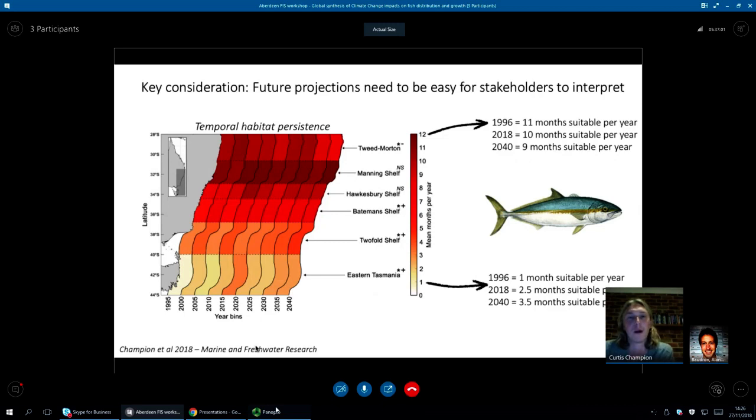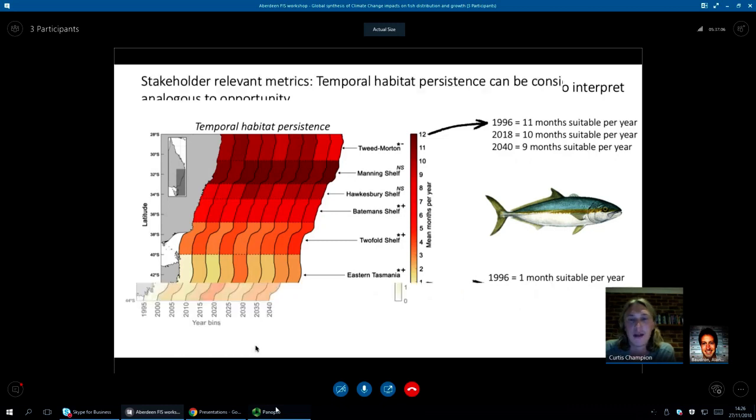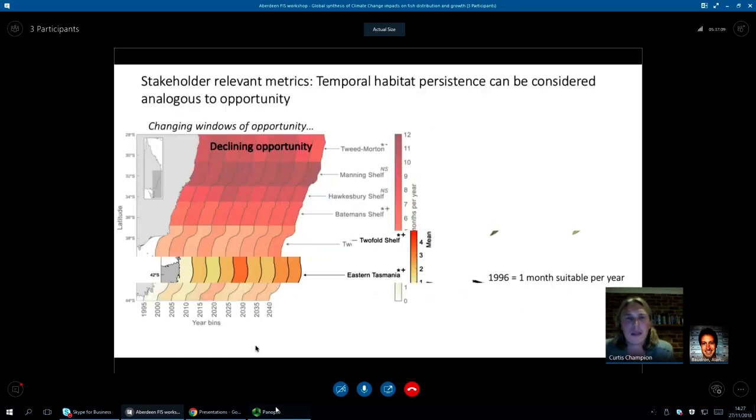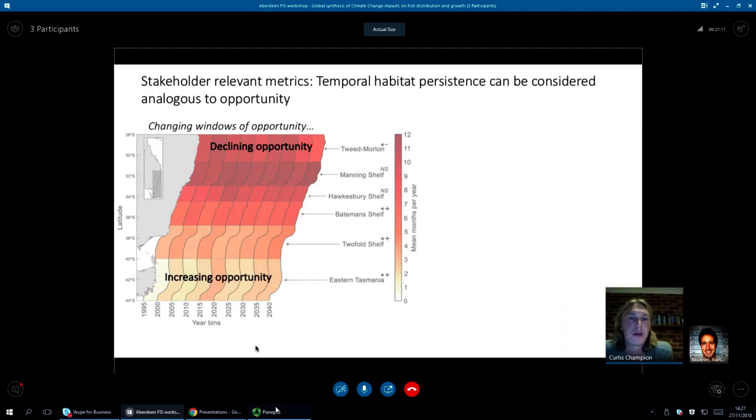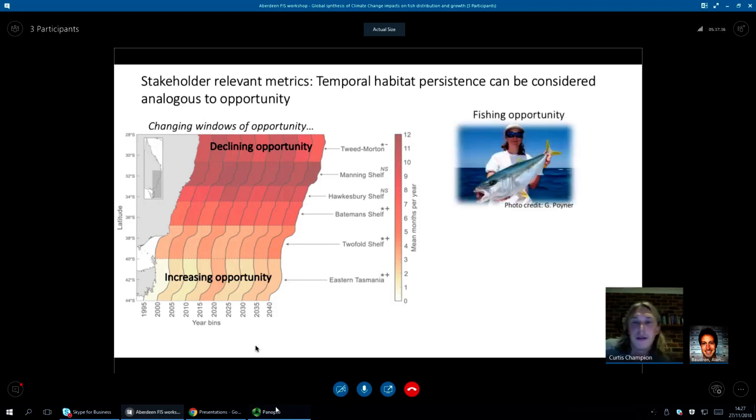You may say, well, why is that so important for stakeholders? Well, we really thought long and hard about temporal habitat persistence, and we think that it's analogous to opportunity. So in the north, we might have declining opportunity to target this very valuable species, whereas in the south, with more months per year of suitable habitat persisting, it looks like there may be increasing opportunity to target this species. So we dubbed the term changing windows of opportunity as the little catch cry for the paper.